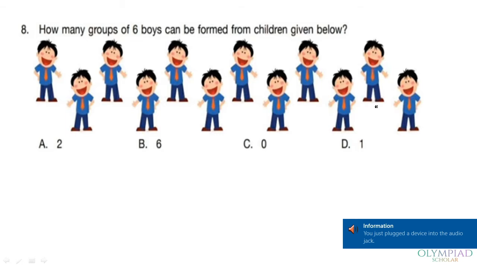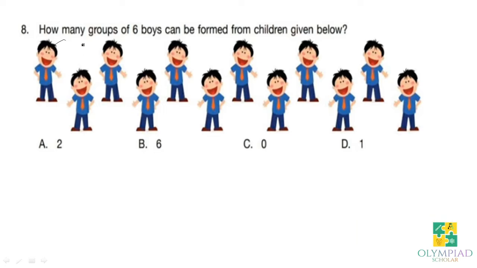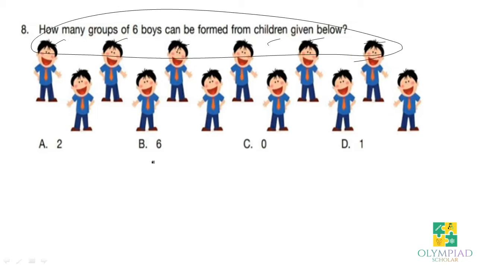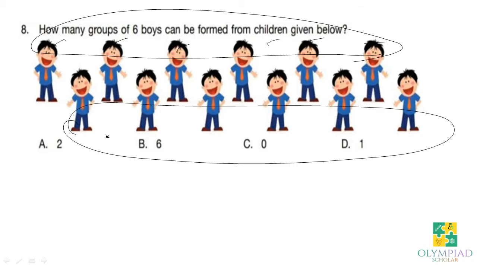Let's jump on to the next question, which asks how many groups of 6 boys can be formed from the children given below. There are so many children, so you can count 1, 2, 3, 4, 5 and 6. You can say this is a group of 6, and down below, this is a group of 6. So there are two groups of 6 boys. The answer would be A, two groups.